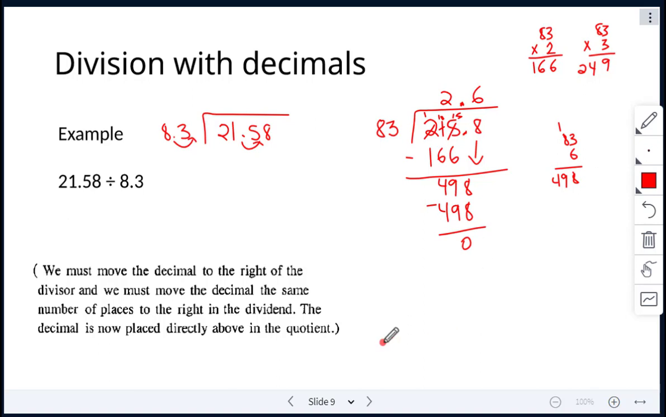All right, so again, why do we move it to the right? Because we wanted to make this one a whole number. Okay, so we moved it to the right, it became 83, therefore you have to move it to the right in the dividend as well.